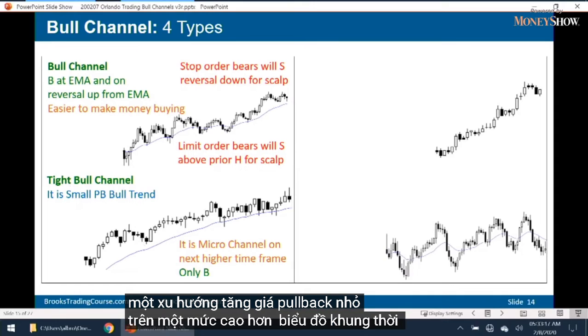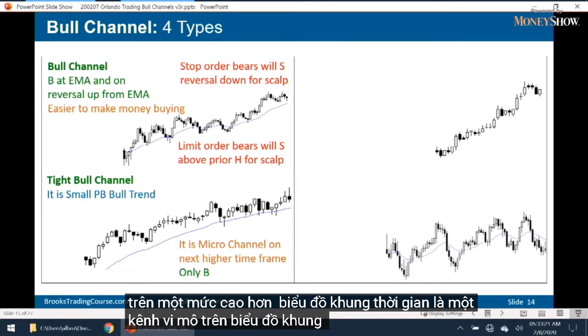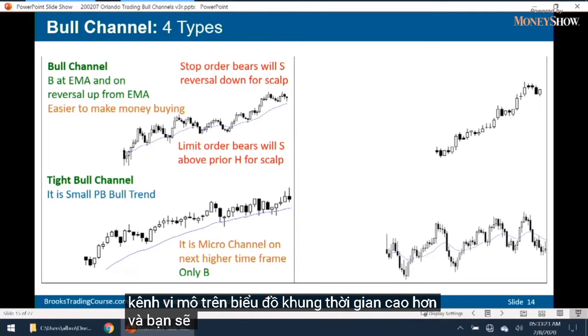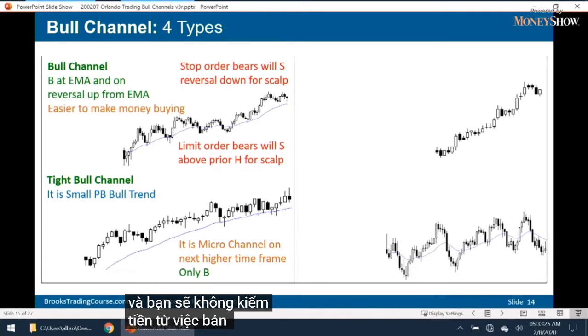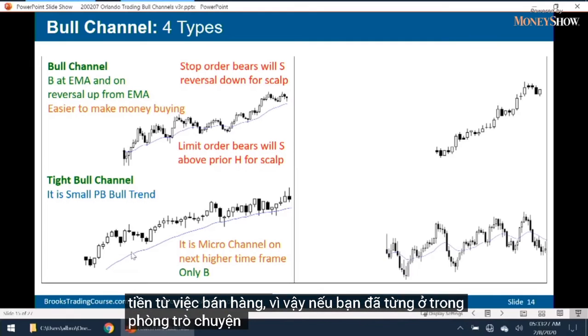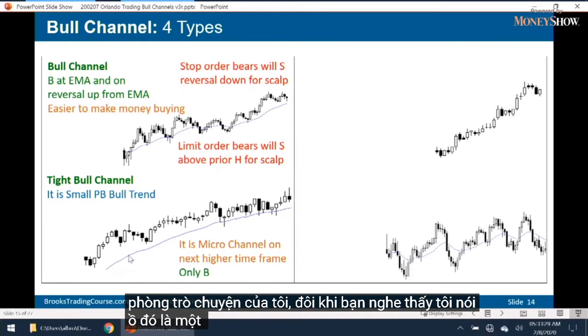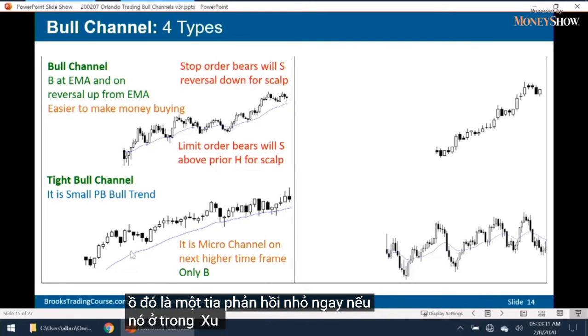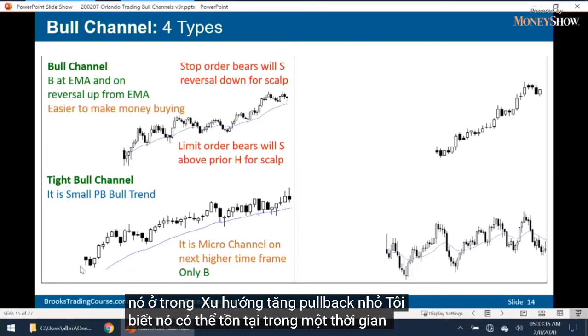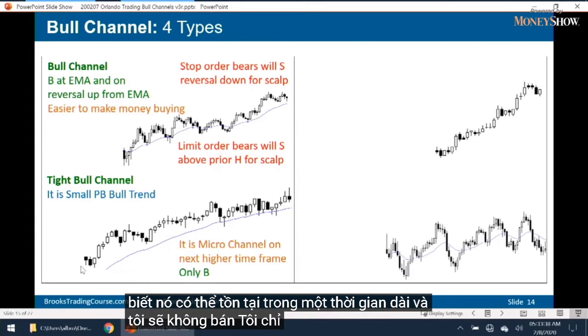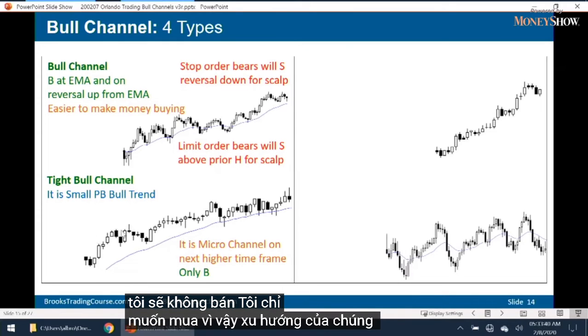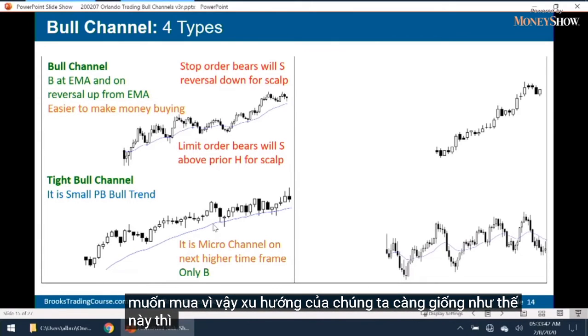On a higher time frame chart, that is a micro channel, and you're not going to be making money selling. So if you're ever in my chat room, sometimes you'll hear me say, that's a small pullback bull trend. If it's in a small pullback bull trend, I know it can last a long time, and I'm not going to sell. I'm only looking to buy. So the more our trend looks like this, the more inclined I am only to buy.